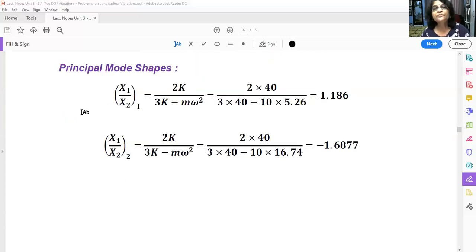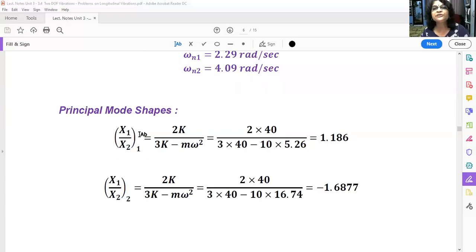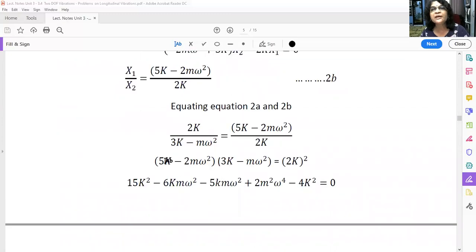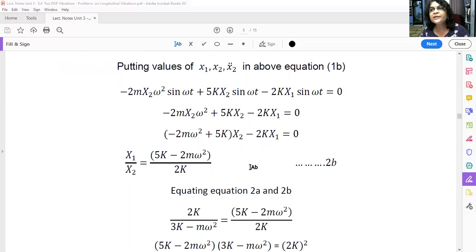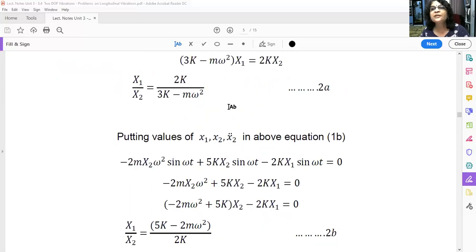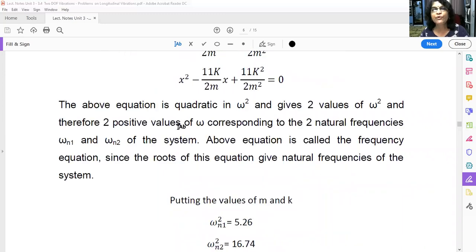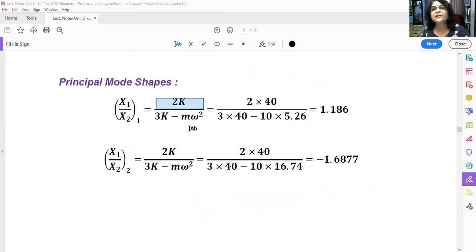Okay. So let us find out the first principal mode shape. x1 upon x2, with one as the suffix for the first principal mode shape. Understood? Now consider any one equation of x1 upon x2. We have two equations, correct? This is equation 2b, and this is equation 2a. Consider any one equation to find out the mode shape. So I am considering this first equation, that is x1 upon x2 is equal to 2k upon (3k minus m omega square).